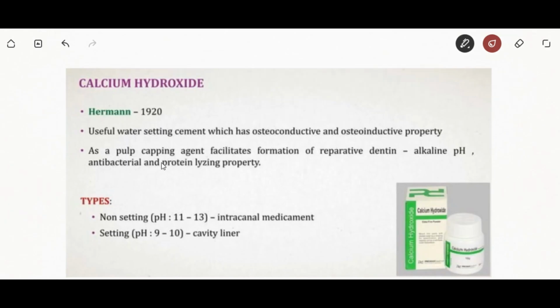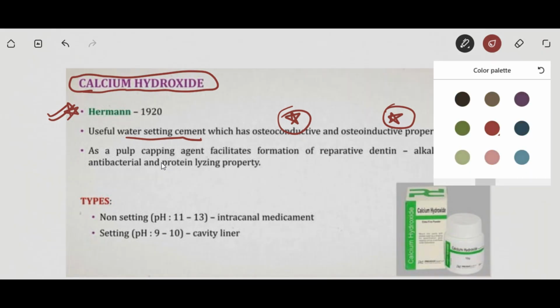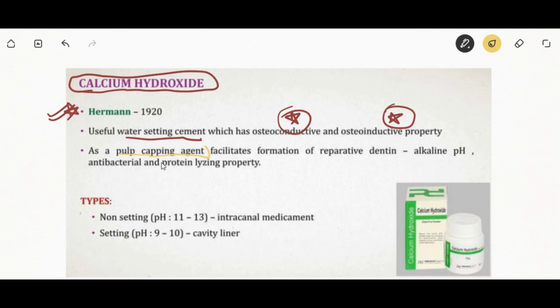Calcium hydroxide cement. It was first described by Hermann in 1920. It is a water-setting cement that has both osteoconductive as well as osteoinductive properties. So what is the use of this cement? It is used as a pulp capping agent that facilitates the formation of reparative dentin due to its alkaline pH, antibacterial and protein-lysing property.